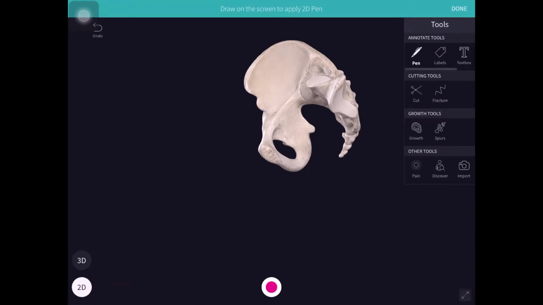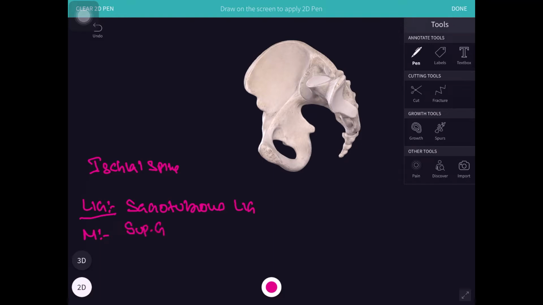So I'll use the pen tool and I'll write here at this corner so that it won't come in our way. The ligament we are seeing going to the spine, this is the ischial spine. To the ischial spine, the ligament is the sacrotuberous ligament. I already showed you. We are seeing the muscles also. On the dorsal side, the superior gemellus and the inferior gemellus.